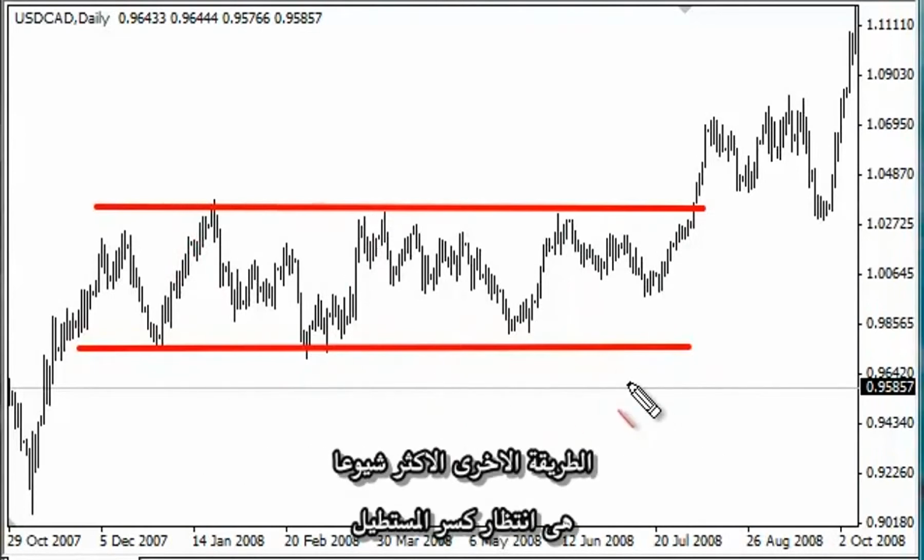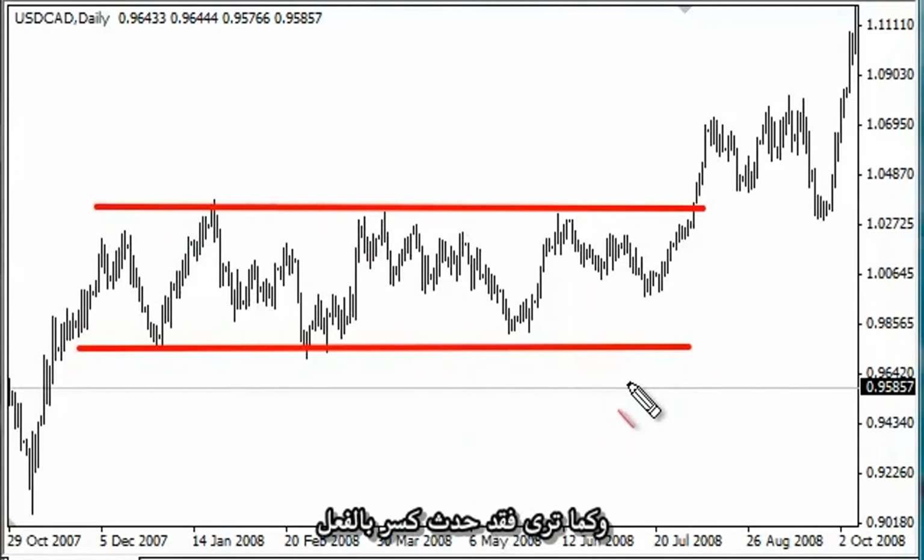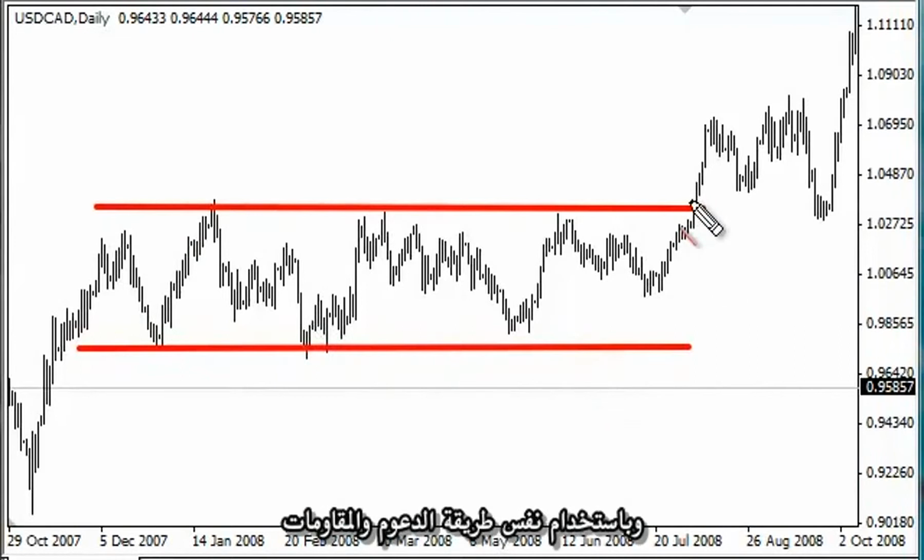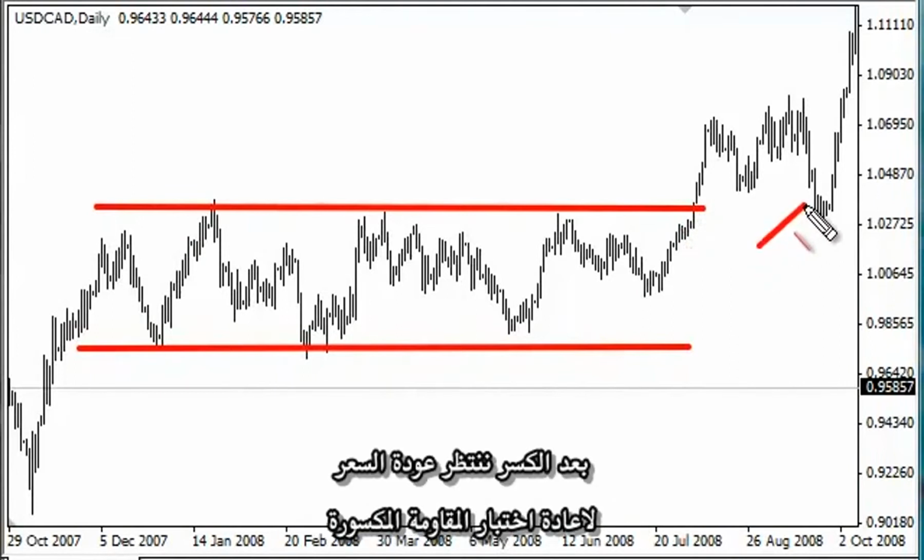The more common way to trade a rectangle is to wait for the breakout, and as you can see, it eventually does break out, and using the same principles of support and resistance, quite often it will come back and retest the level from which it broke out from.